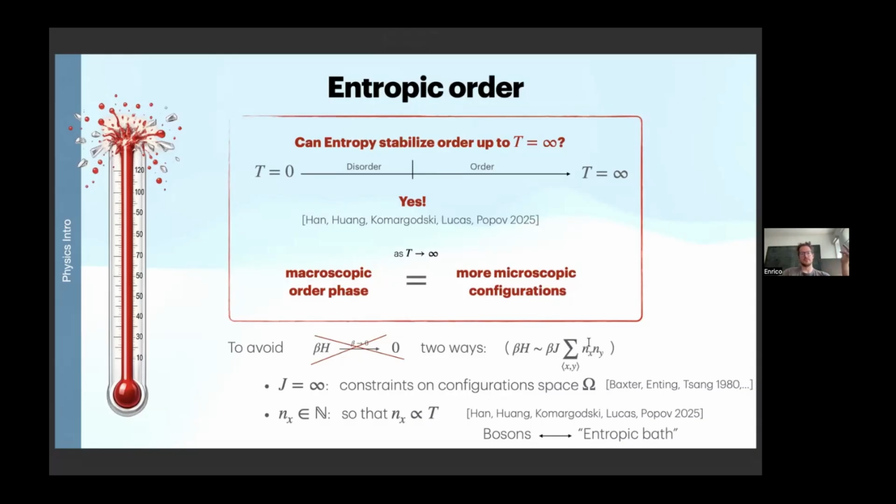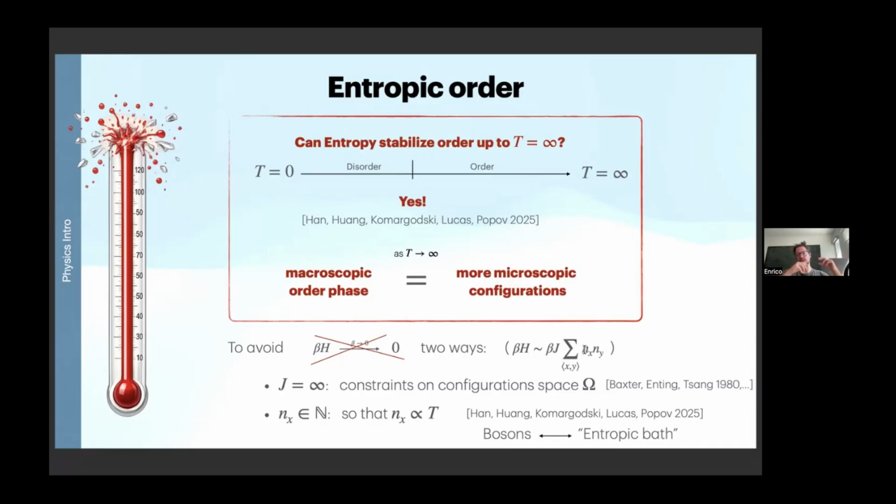Okay, so there are two ways. If beta is going to zero, the Hamiltonian has to go to infinity. And so this infinity has to come from either J or these ends. So to avoid this limit going to zero, either you take J equal to infinity, but this amounts to introducing a constraint on the space of your configurations. For example, if a site is occupied, the other site cannot be occupied. If you think about 0 and 1, for example. Let's change the variable for a second.